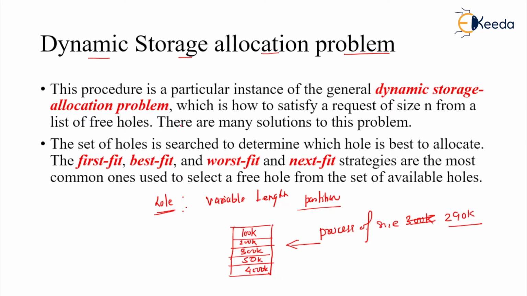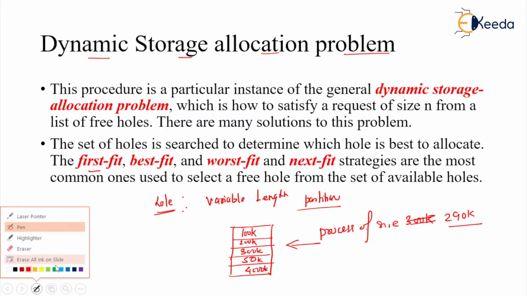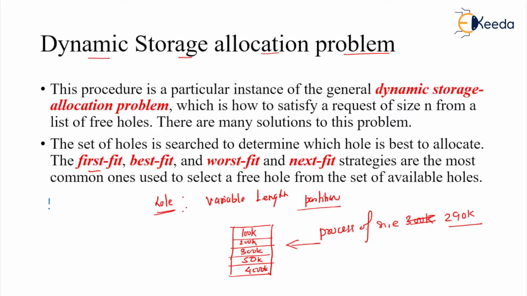We have a few methods by which the holes will be searched: first fit, best fit, worst fit and next fit, by which we search for a right size of hole. This procedure is an instance of the dynamic storage allocation problem, which is how to satisfy a request of size n from the list of free holes. There are many solutions to this problem. We search the set of holes and determine which hole is best to allocate.